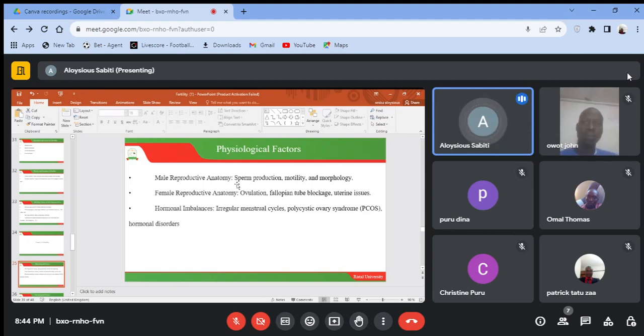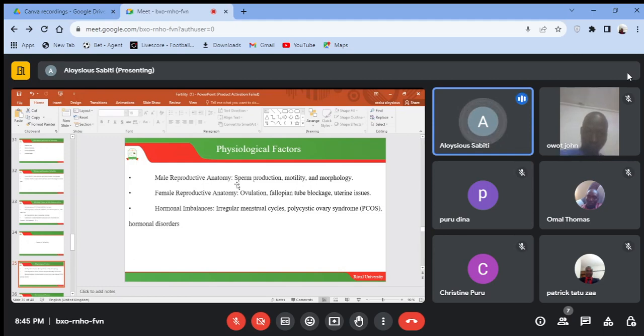produce. Then when we're talking about morphology, we're looking at the shape of the reproductive organ. Some of the shapes may not be able to penetrate, and therefore it may be hard for reproduction to occur, for the intercourse to occur.